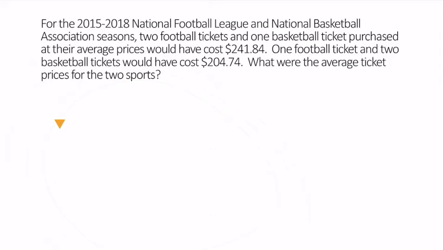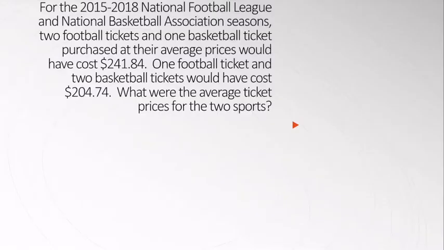We can also use systems of linear equations to solve word problems. So, for the National Football League and National Basketball Association seasons from 2015 to 2018, it would cost you $241.84 to get 2 football tickets and 1 basketball ticket. One football ticket and two basketball tickets would have cost $204.74.